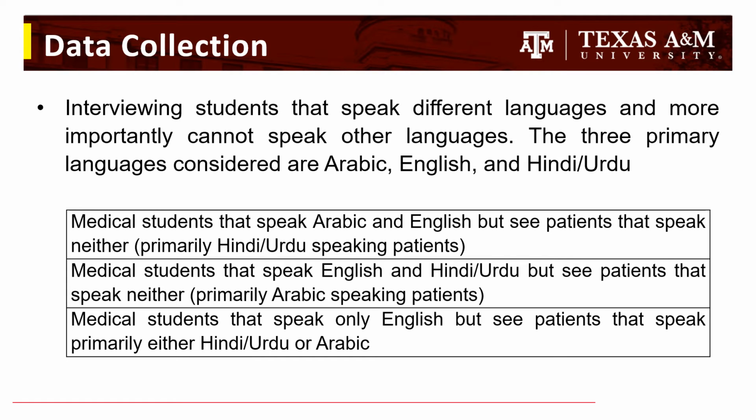The first group was students that spoke Arabic and English and had experience seeing patients who could not speak those languages and only spoke Hindi or Urdu. The second group were medical students who spoke English and Hindi or Urdu, but had to see patients that could not speak either of these languages and could only speak Arabic. And finally, we looked at students that could only speak English but had to interact with patients that could only speak Hindi or Urdu or Arabic and not English.